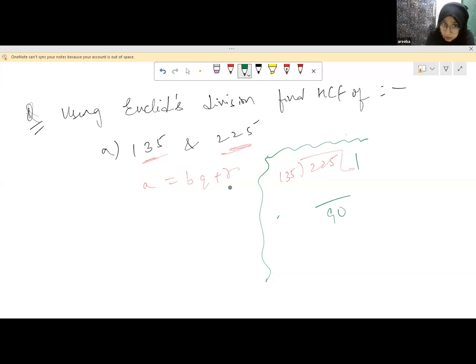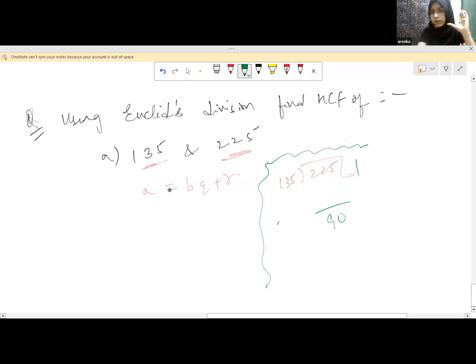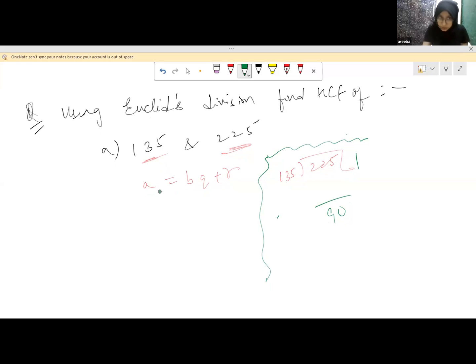All right. So now listen carefully what I'm doing. A is equal to bq plus r. This is what you have to learn in Euclid's division lemma. This is another way of finding HCF. I have told you to find HCF by various methods, right? By finding common factors, and by prime factorization, then by long division method. And now this is Euclid's division lemma, which is there in our NCERT. So what we basically have to do is put the values here.